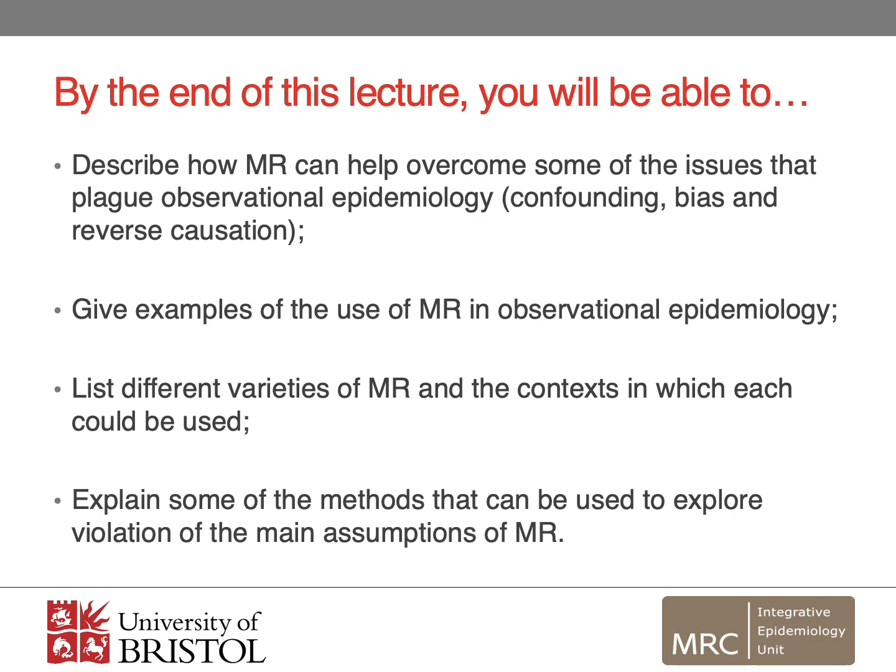By the end of this lecture, you'll be able to describe how MR can help overcome some of the issues that plague observational epidemiology, so confounding, bias and reverse causation, give examples of the use of MR in observational epidemiology, list different varieties of MR and the context in which each could be used, and explain some of the methods that can be used to explore violation of the main assumptions of MR.